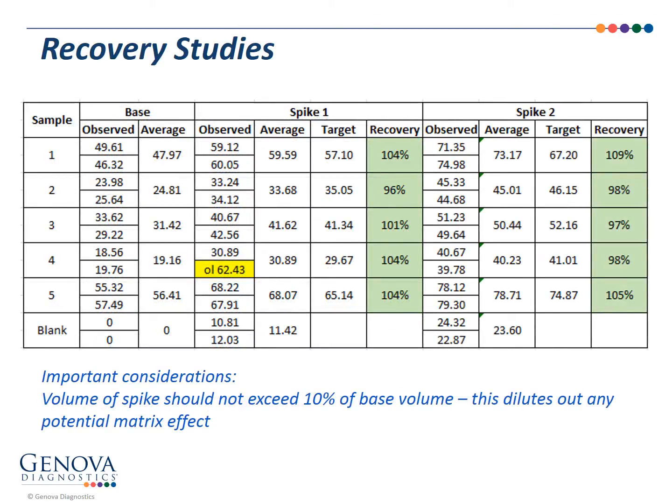And then here's the same calculations using spike 2. Though remember, spike 2 is at 100 microliters instead of 50 microliters, so you need to adjust for that dilution. So there's two important considerations when you're doing recovery studies.